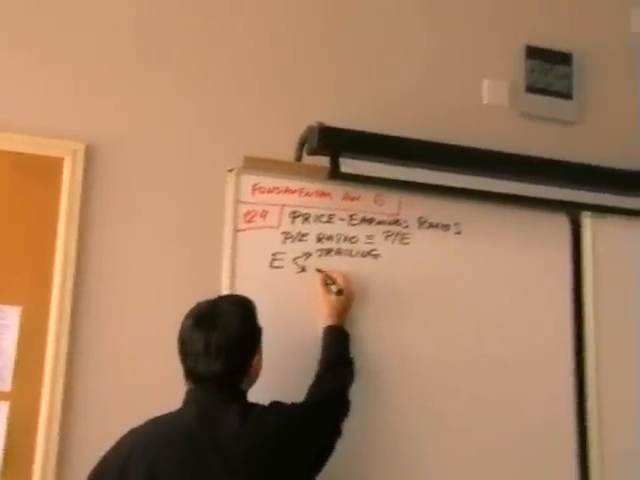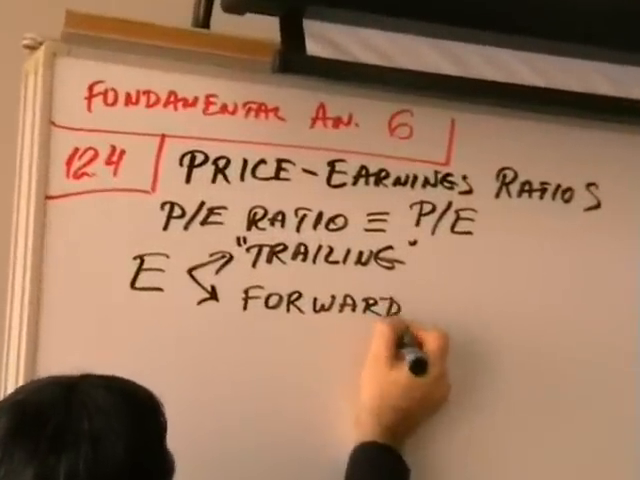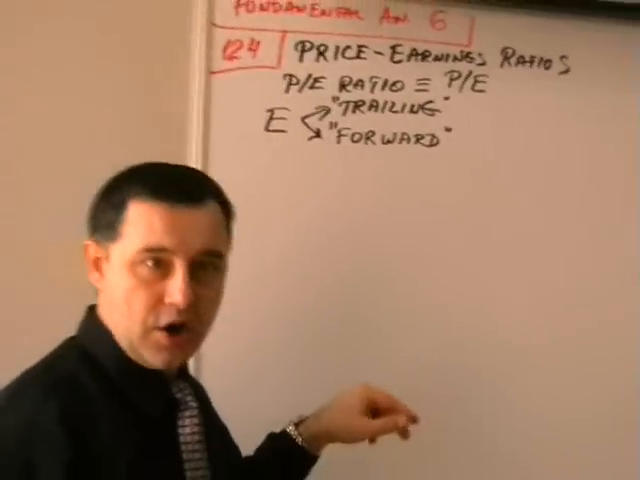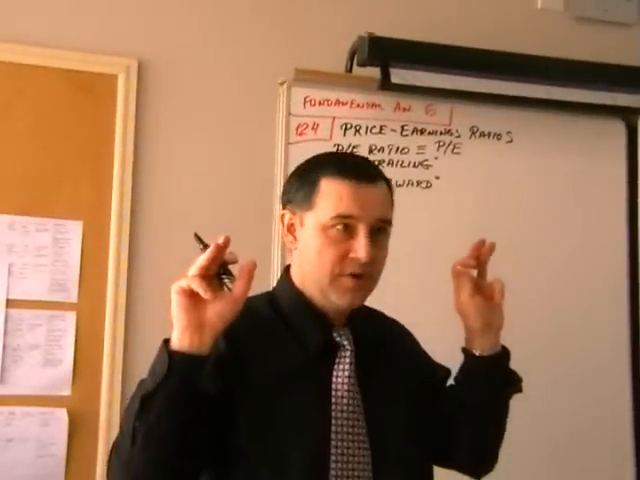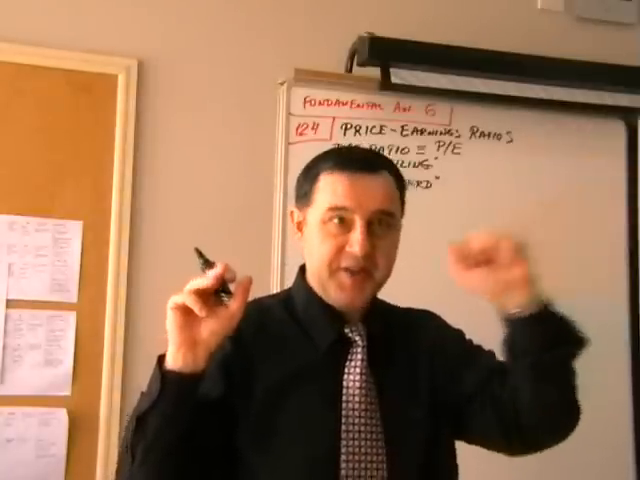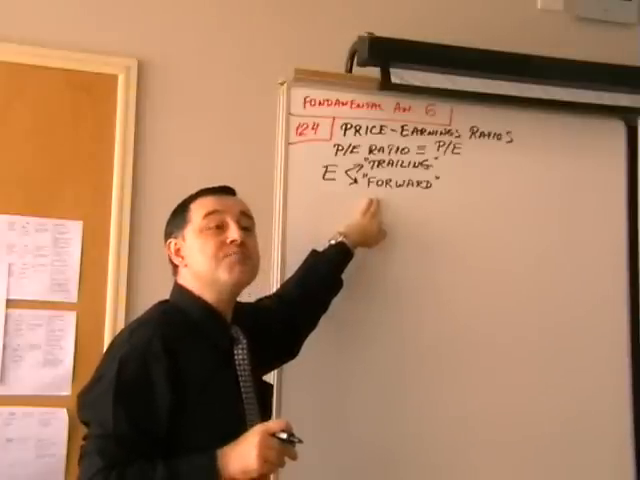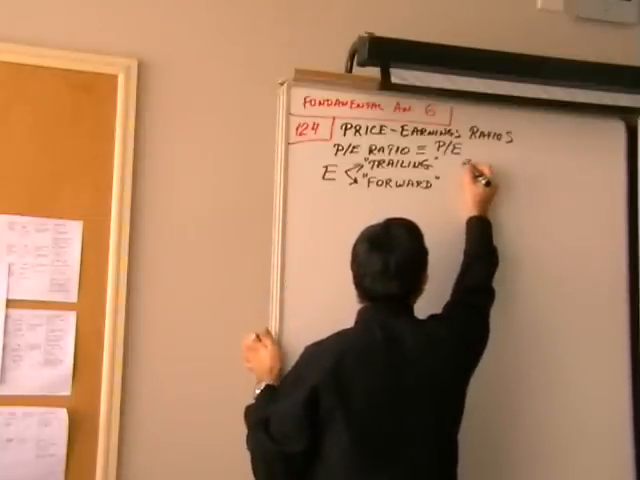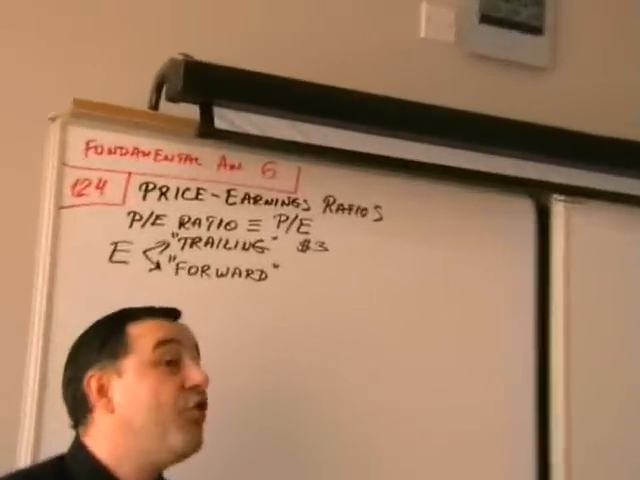And the alternative to trailing is called forward. This is what the earnings expectations are. But here's the key: expectations by who? By Wall Street. So this is what Wall Street uses, very commonly to abuse investment analysis, by saying, well, they were having trailing earnings, let's say, of $3. Now, I'm talking about annual earnings. And they say, but forward-looking, we expect next year's to be?